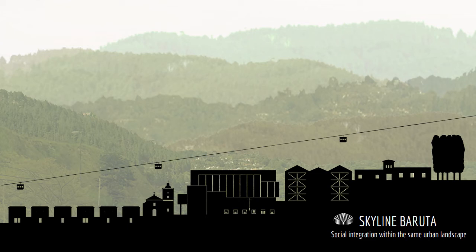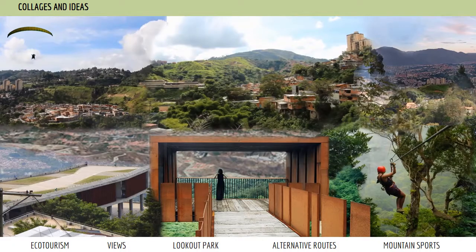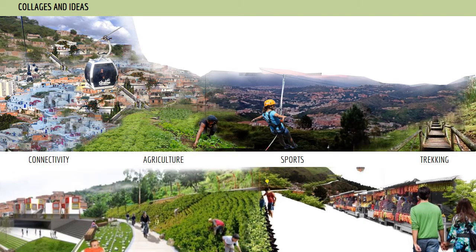Skyline Baruta is a proposal that seeks to unify all Baruta places and people under the same landscape. The main idea is to enhance the urban dynamics linked to nature and culture that already exist in Baruta, by connecting them through a network of existing and new touristic places, so it will finally be possible for residents and visitors to meet and generate new dynamics together.